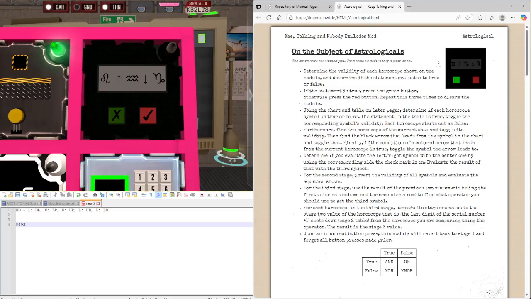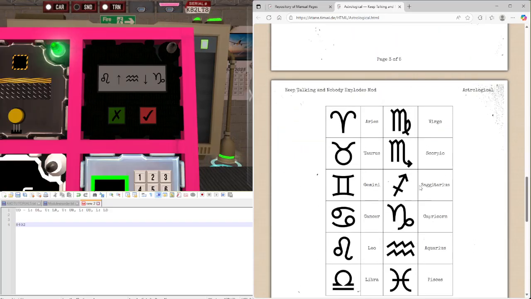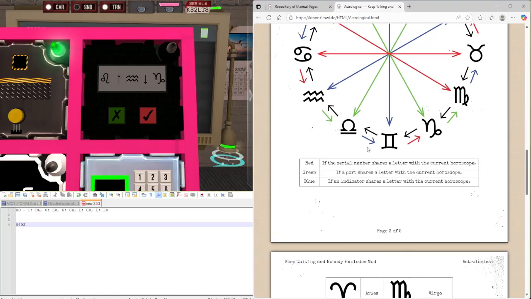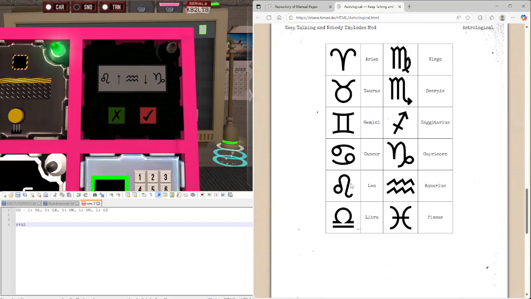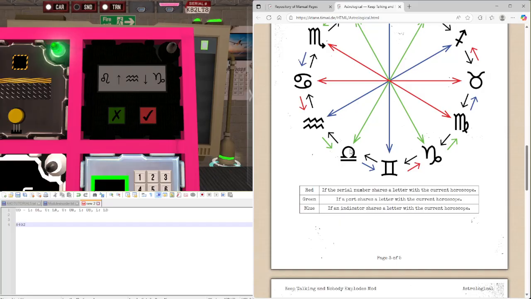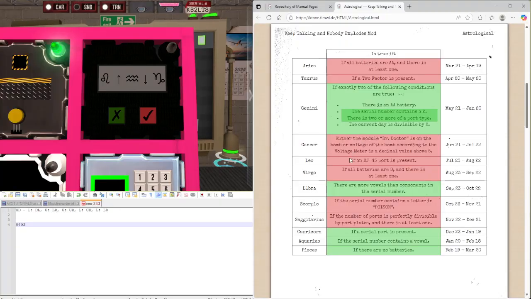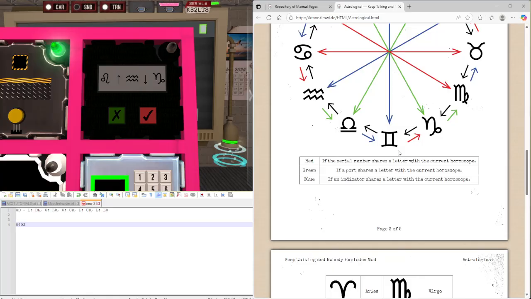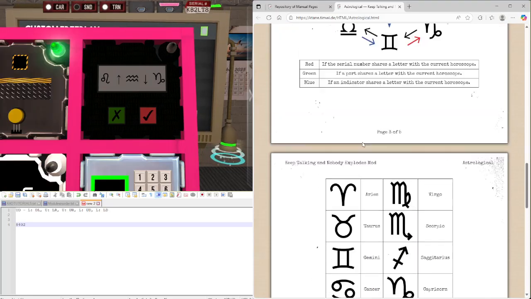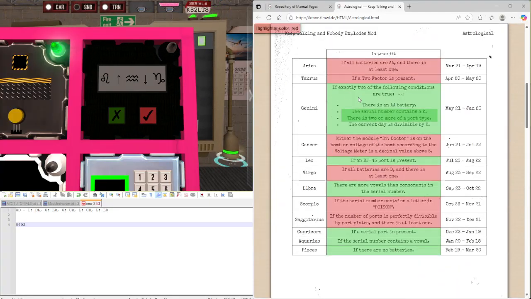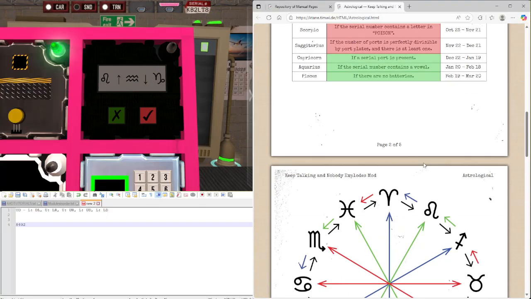Finally, if the conditional colored arrow that leads from the current horoscope is true, toggle the symbol the arrow leads to. So we're looking at Leo and Gemini. Leo's condition is the green one. If a port shares a letter with the current horoscope, which is Libra, and Cyril, yeah. So we're also toggling Leo. Then the blue arrow points to Gemini. Blue is if an indicator shares a letter with the current horoscope, Libra, and Car, yeah. So we're toggling Gemini as well. So that was that false. So now we've done that.